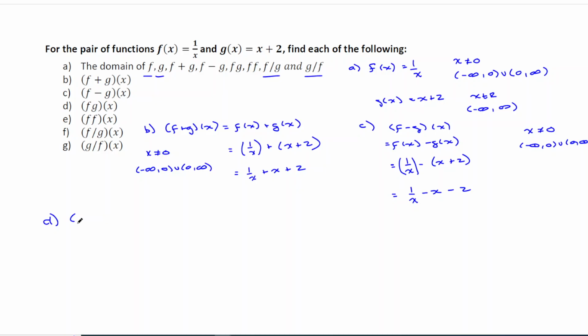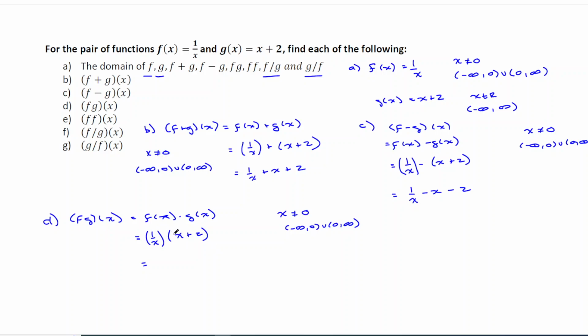Then we'll move on to D. In D, they want you to do fg of x. And again, this means that they want you to take f of x and multiply g of x. f of x domain still holds. G of x domain still holds. No division. This is going to be the overall domain in the end. So I can predict that already at the beginning, but we will double check it at the end. To multiply, we have 1 over x for f of x. We have x plus 2 for g of x, and then we're going to multiply.